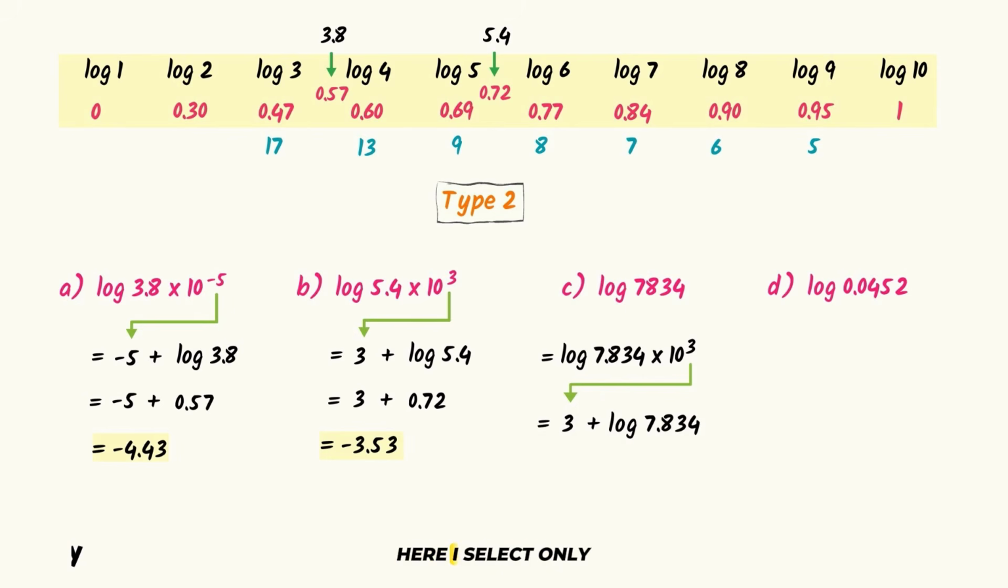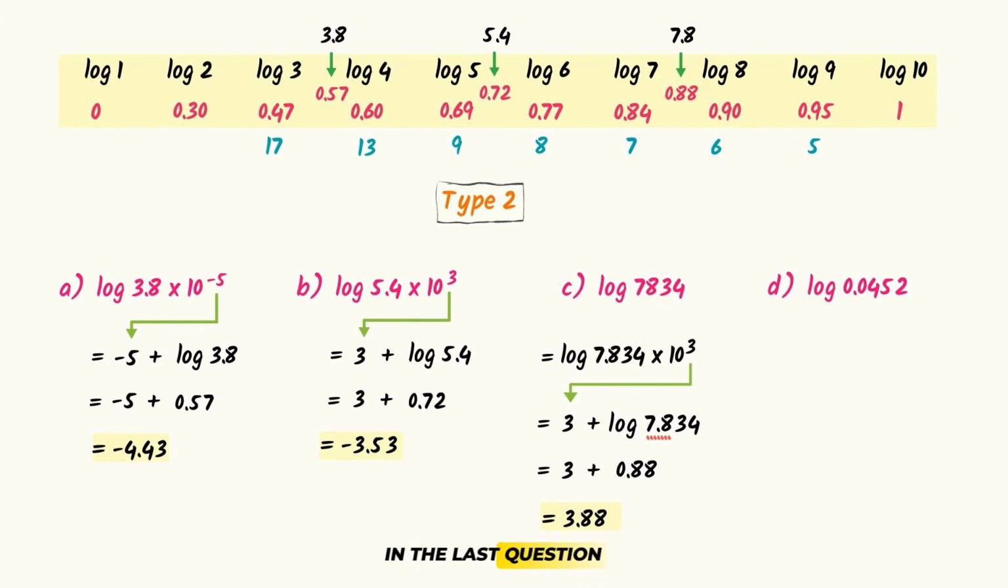7.834. Here, I select only 7.8. We can see that log 7.8 lies between log 7 and log 8. Secondly, log 7.8 is nearer to log 8. It means that the value of log 7.8 lies between 0.84 and 0.90. Let me guess the value of log 7.8 as 0.88. I write 3 plus 0.88. After calculation, I get 3.88. Thus log 7834 is approximately equal to 3.88.